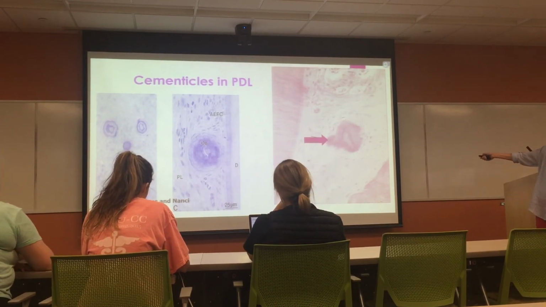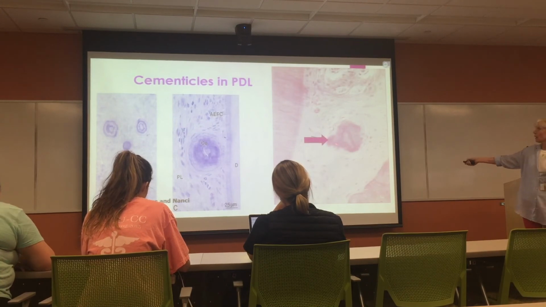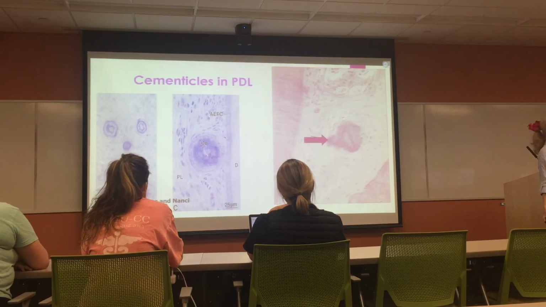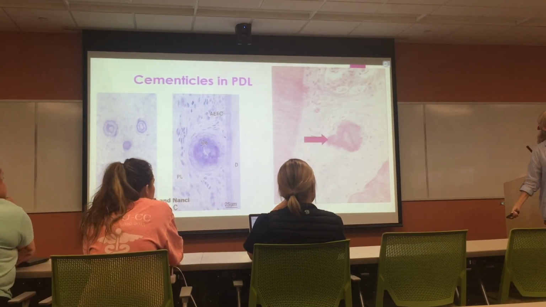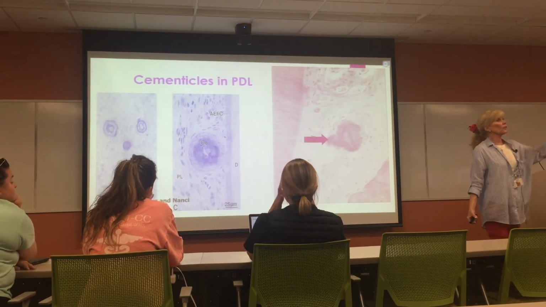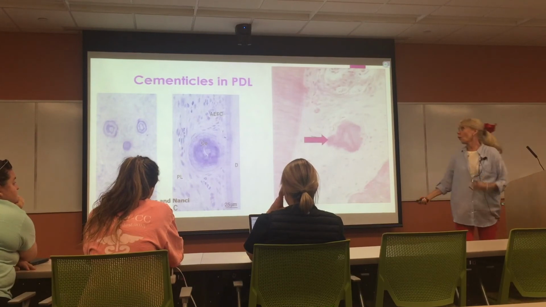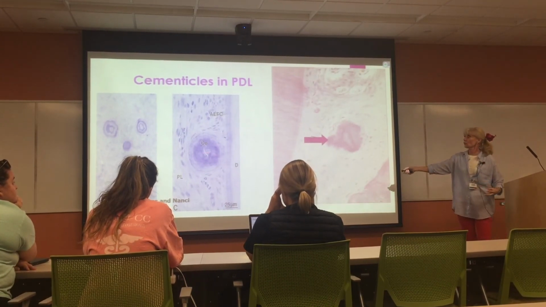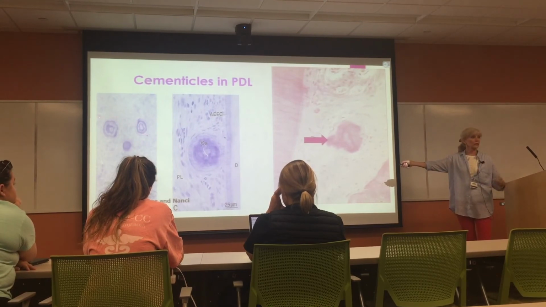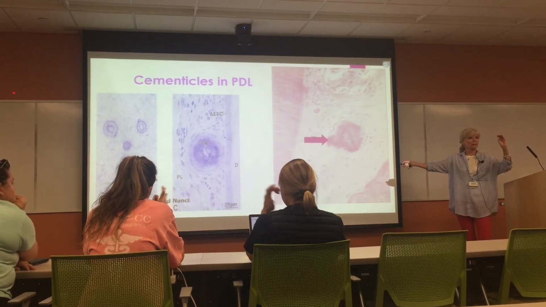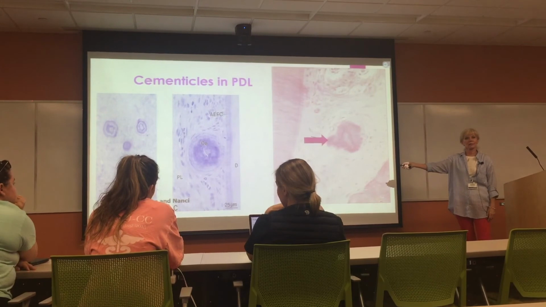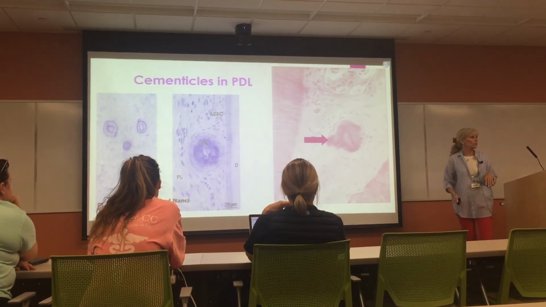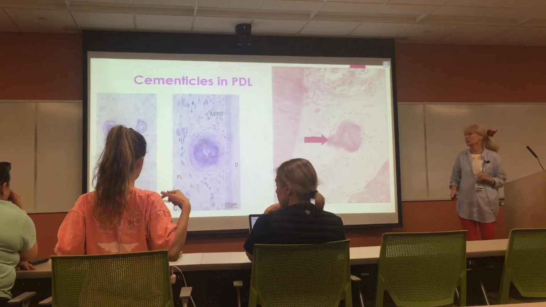So if it's in the PDL, you have two choices, right? What are your choices? You have epithelial rest cells of Malassez or cementoblasts. Are these little epithelial cells? Can you see nuclei, and do they look like epithelial cells? No, they don't. So you know that these are cementoblasts and not epithelial rest cells.